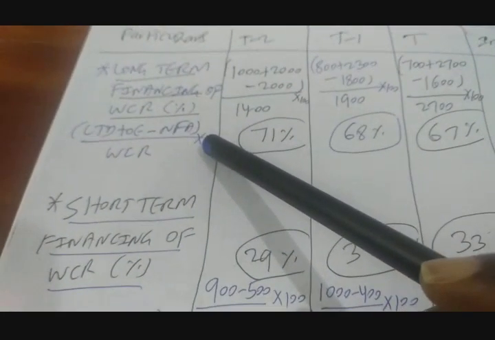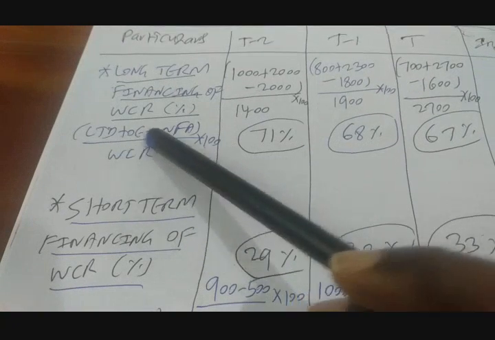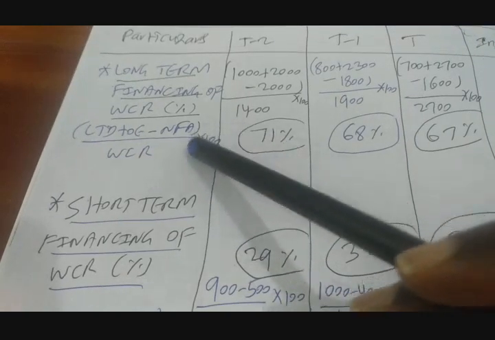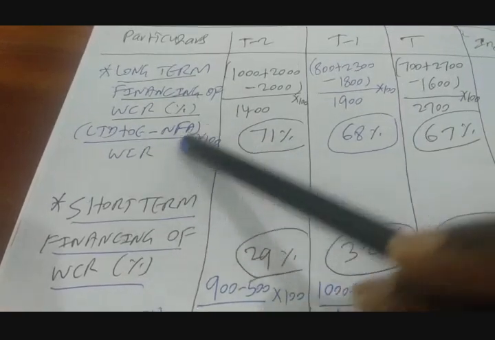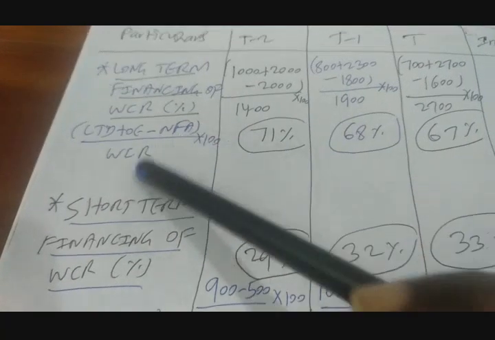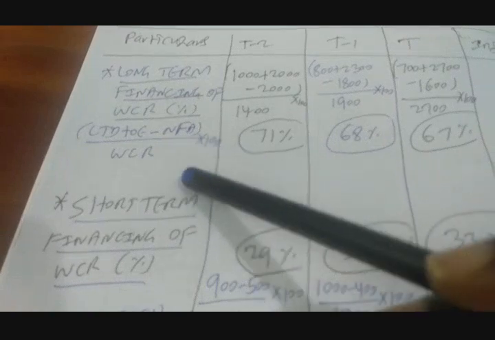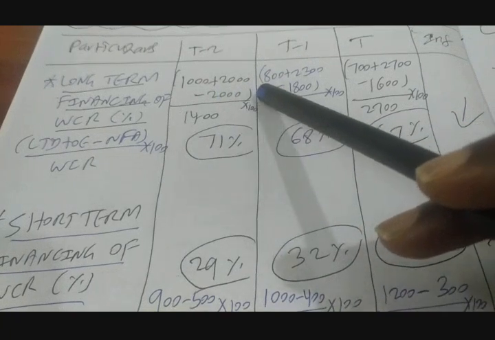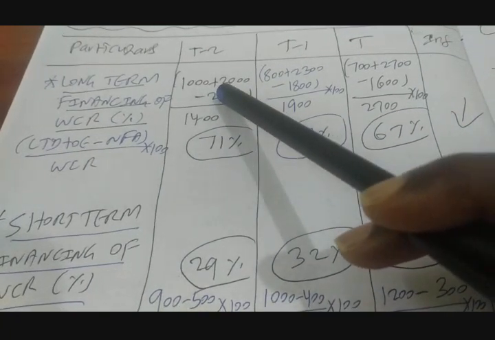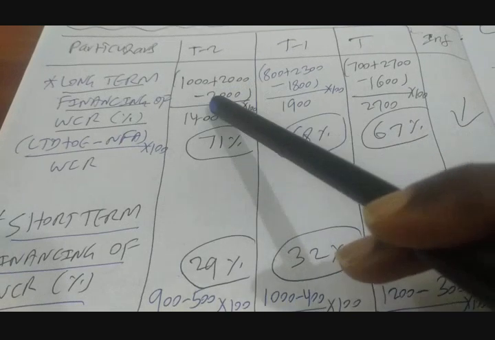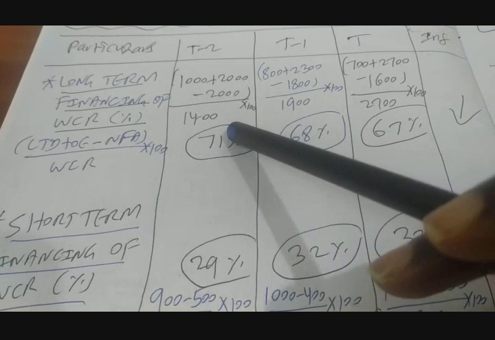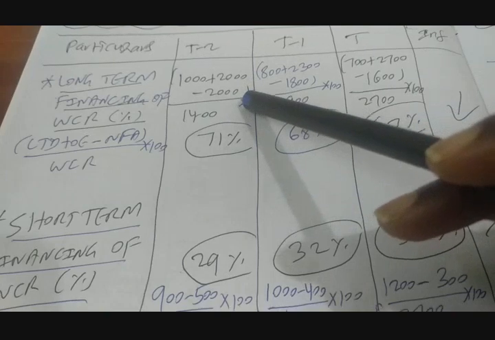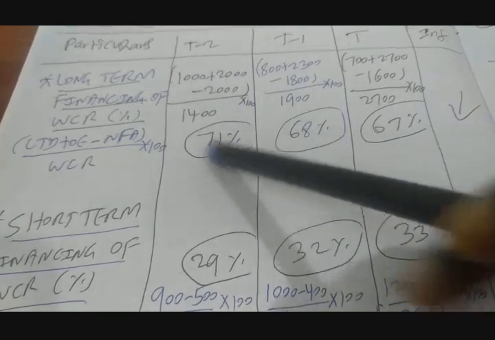If you look at the right hand side of the balance sheet, the long term sources of funds are these two, long term debt and owner's equity. And if you look at the asset side of the balance sheet, long term investment is your net fixed asset. So we are looking at the difference, which is the amount going for funding investment in working capital requirement. For the year T minus 2, it is going to be 1000 plus 2000 minus 2000. 1000 is your long term debt, 2000 is your owner's equity, minus net fixed asset of 2000, is going to give us how much? Why don't you tell me? 1000. So 1000 by 1400 multiplied by 100 is going to give us 71%.